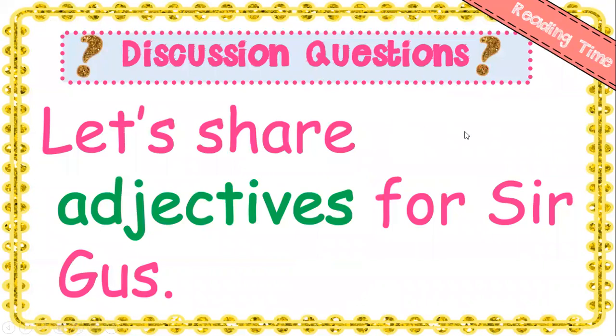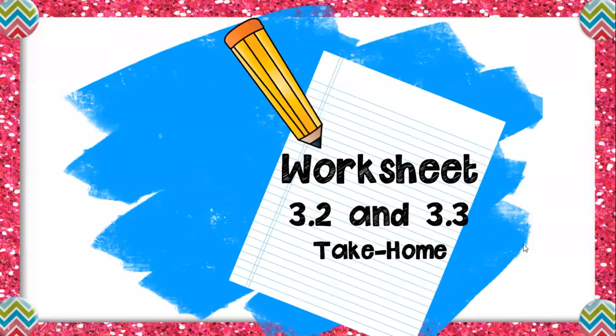As you're reading about Sir Gus, think about some adjectives that would describe Sir Gus. So these fictional stories are creating these pictures in your mind about Sir Gus. So think about some adjectives that you would use to describe Sir Gus. And we're going to look at this later on in the week too. Okay, so your take-home sheets 3.2 and 3.3, which are workbook pages 13 and 15, front and back, those are your homework tonight. So you're going to read your story and answer your questions.